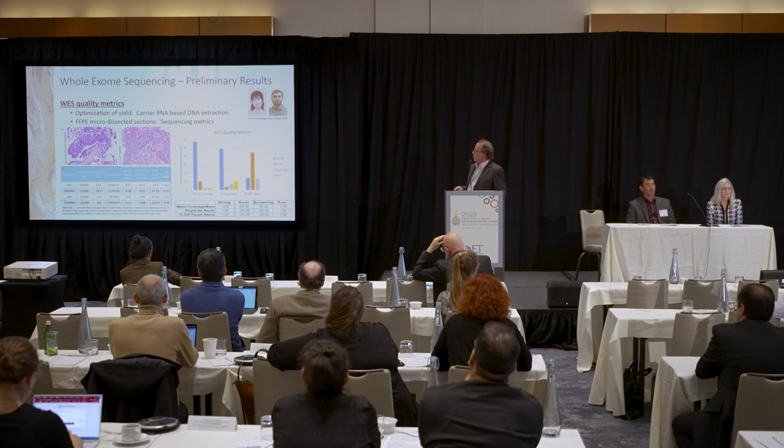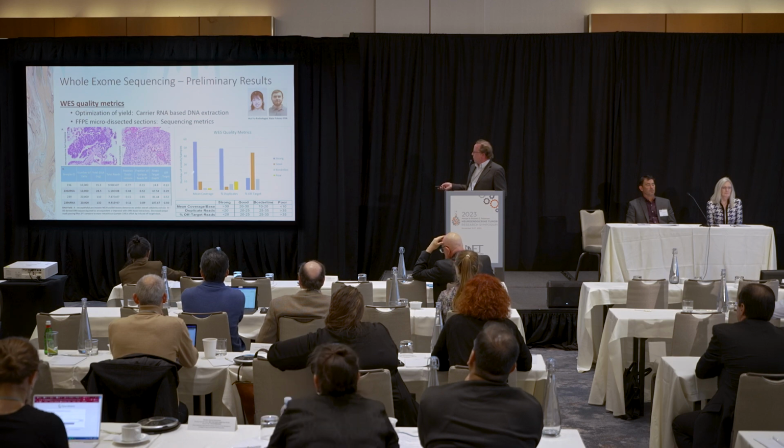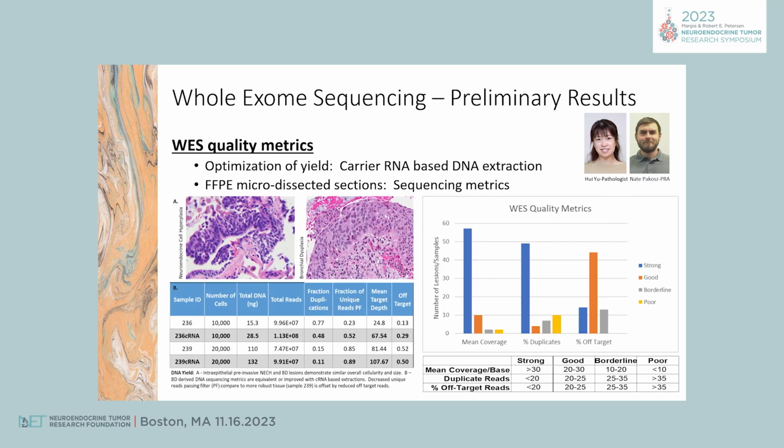We've used a technique where we employ carrier RNA. And when we initially did this with bronchial dysplasia, we were able to show, I don't want to go too far into this, but for very small lesions, the carrier RNA does at least double our yield here. And when we look at whole exome sequencing with and without carrier RNA, the metrics are at least as good with the carrier RNA.